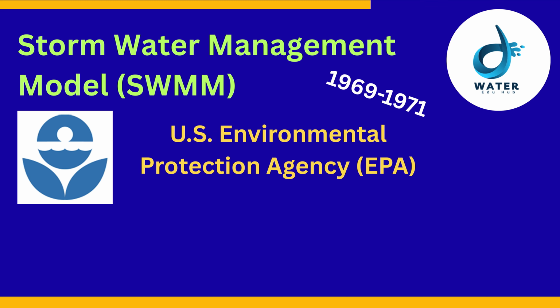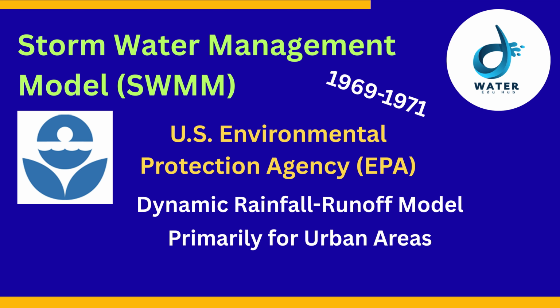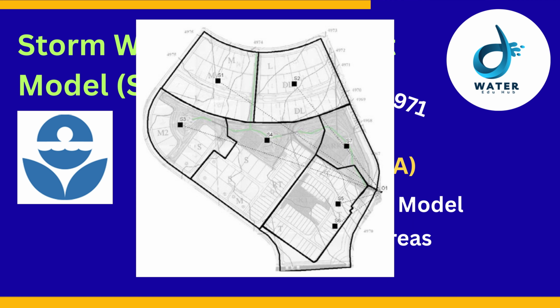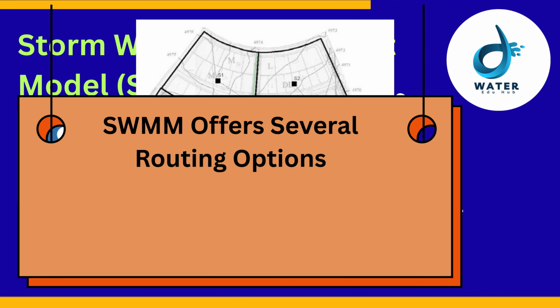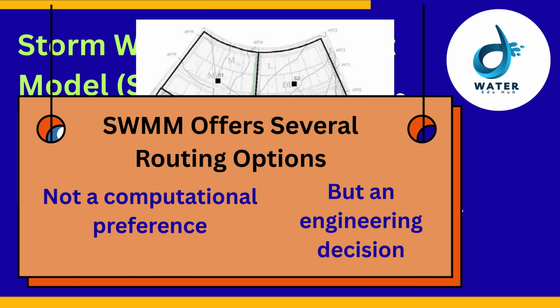Environmental Protection Agency, EPA. SWMM is a dynamic rainfall runoff simulation model used primarily for urban areas. It treats a drainage system as a set of subcatchments that flow into a network of pipes and channels. SWMM offers several routing options, and the selection of a method is not merely a computational preference. It's a fundamental engineering decision that dictates the theoretical validity of the simulation.